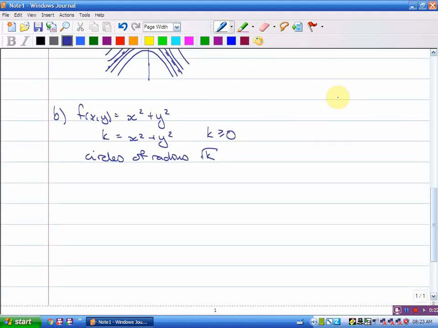Okay, so let's just think about this now. If I let k equal 1, I'll have a radius of 1. If I let k equal 2, I'll have a radius of root 2. If k equals 3, a radius of root 3. If k equals 4, a radius of 2. So as k increases in equal increments, are the radii increasing in equal increments? No, they're not. So when I draw those circles, they're not going to have equally spaced gaps. Are the gaps going to get smaller as I go out, or are they going to get bigger?